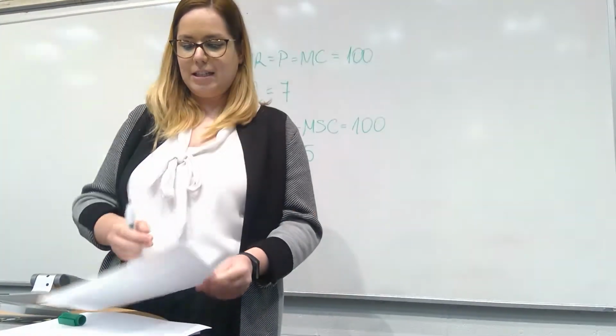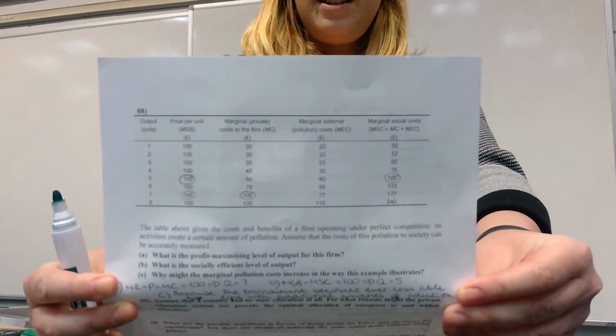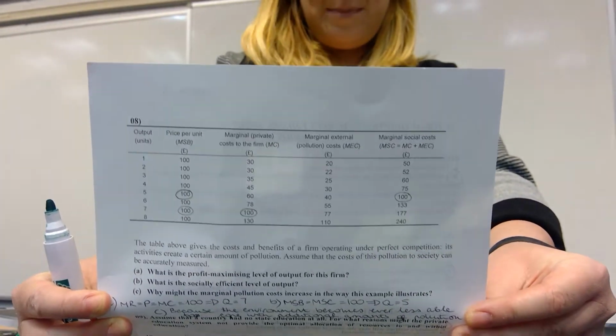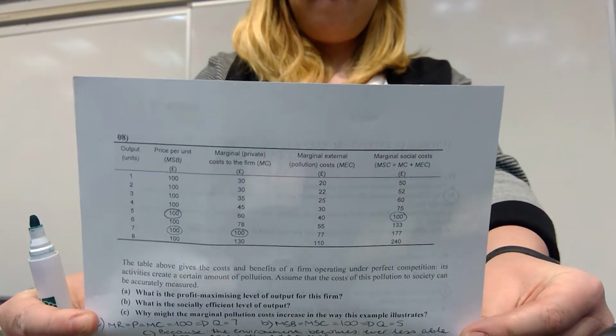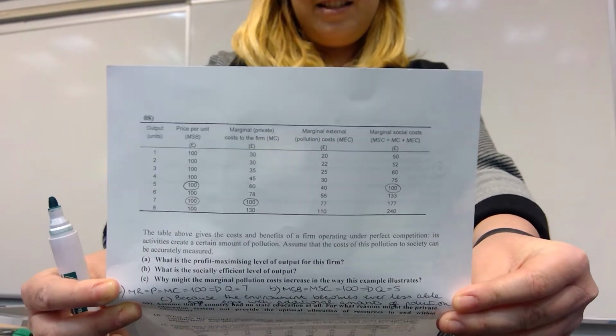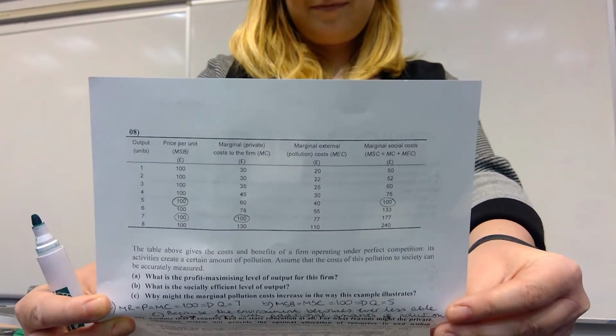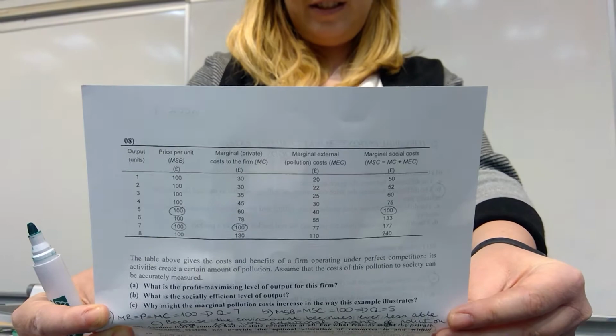Can you please show the sheet? Just put it in front of the camera, just so they see what it looks like. Yeah. There you go. So that would be your question number 8, is it? Yeah, A, B, and C. So you can see where the price is, marginal costs, marginal external pollution cost, and marginal social costs.